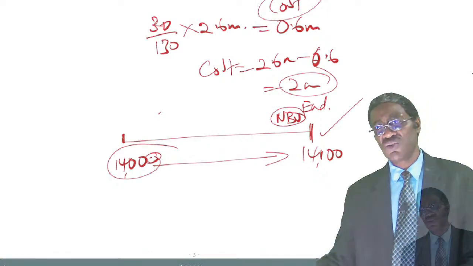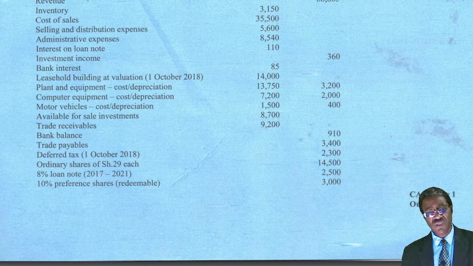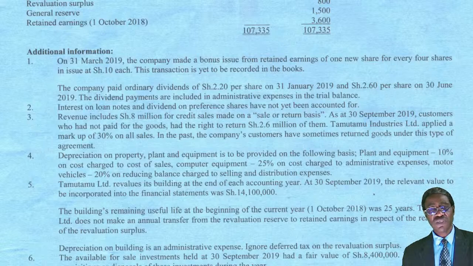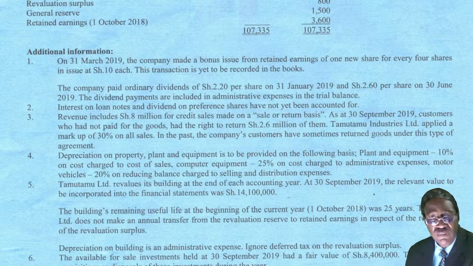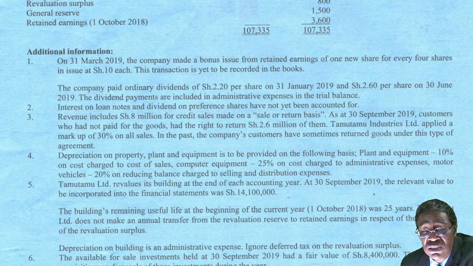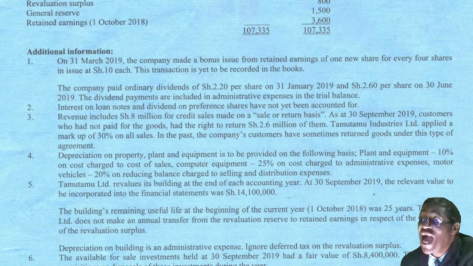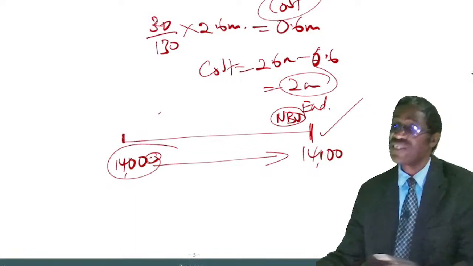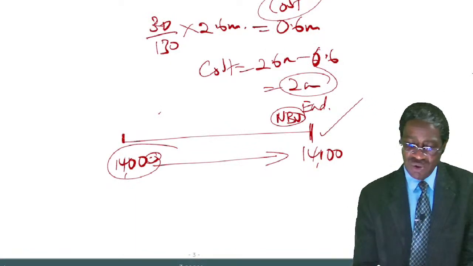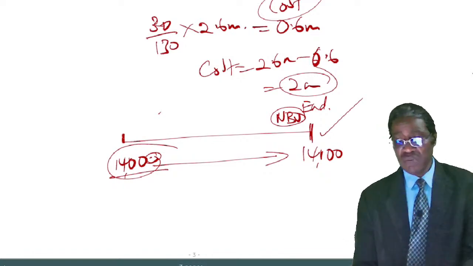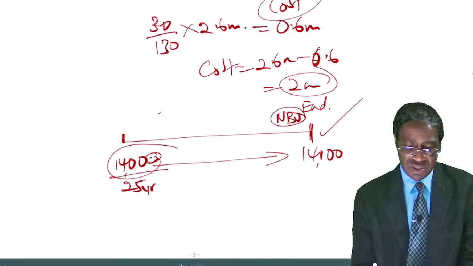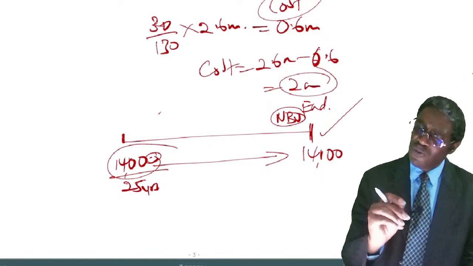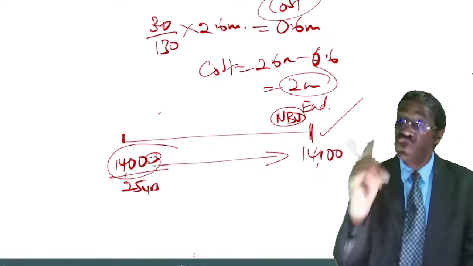The question has told you that the plant or the building, as a note somewhere we were told, the building, that was note number 5, the building, second paragraph under note 5, the building remaining useful life at the beginning of the year was 25 years. Good. So we are saying that's true. The value of 14 was the value by the beginning, but it had a remaining useful life here of how many years? 25 years. It had a remaining useful life of 25 years.